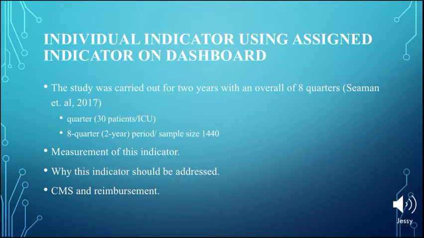Testing of this indicator using automated data extraction would facilitate future practice-based patient-focused research in ICU setting. CMS and reimbursement are issues because CMS is no longer reimbursing hospitals for some hospital acquired conditions and the safety events measured by QIs.